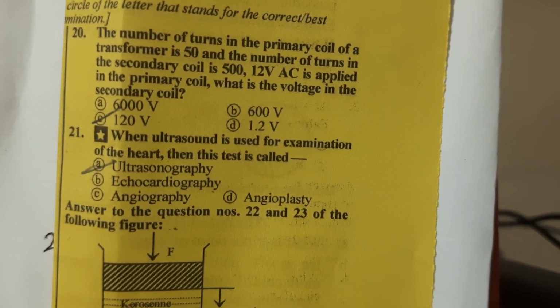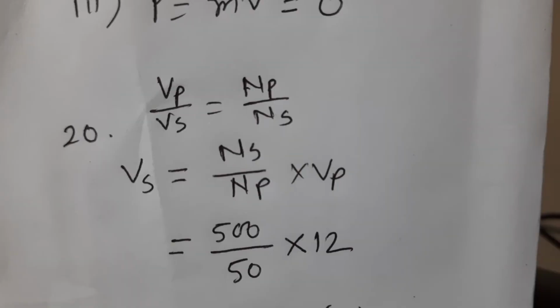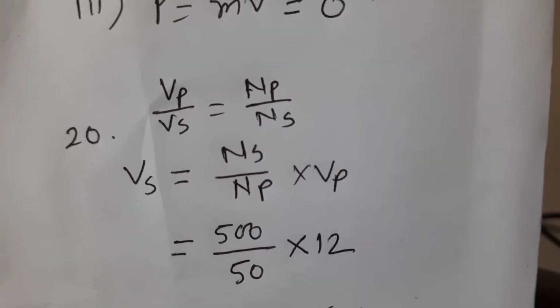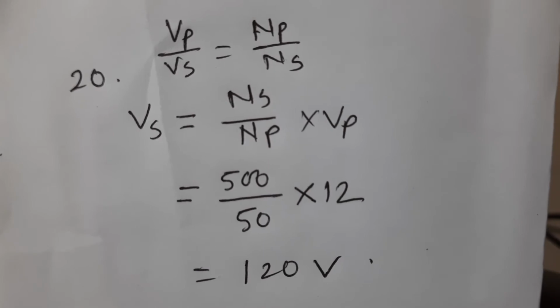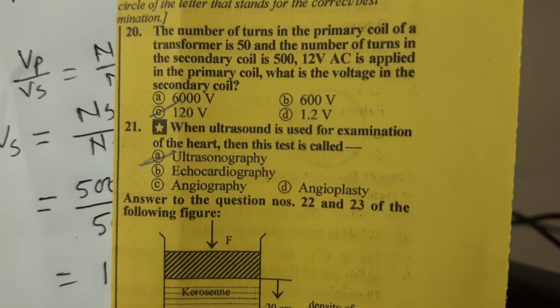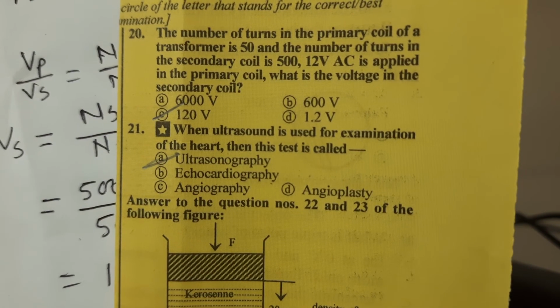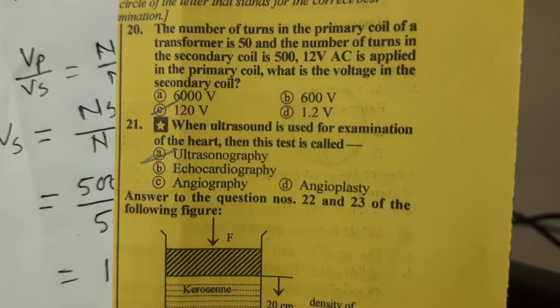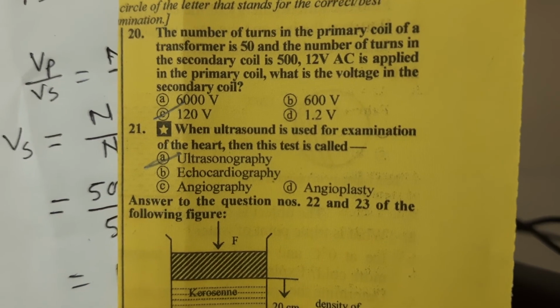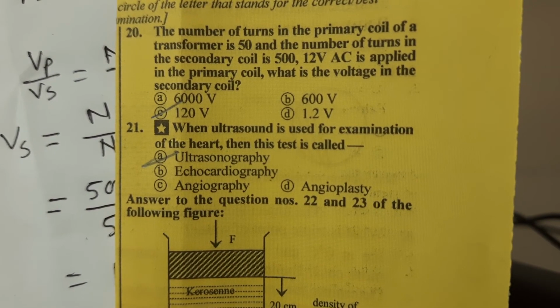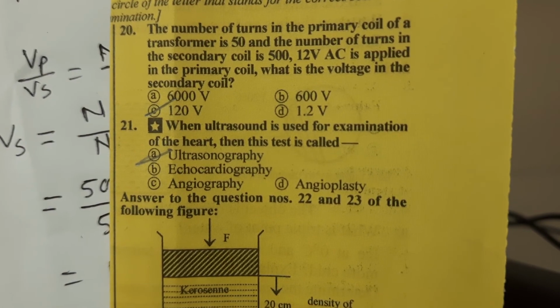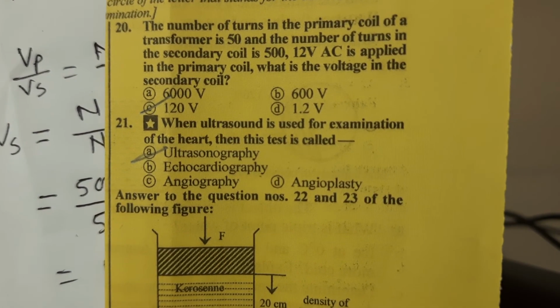So what is the voltage in the secondary coil? We know that Vp by Vs equal to Np by Ns. Okay, putting the values of these parameters, we get Vs equal to 120 volt. So the answer for question number 20 will be C, 120 volt. Question number 21. When ultrasound is used for examination of the heart, then this test is called ultrasonography. So the answer is A, ultrasonography.